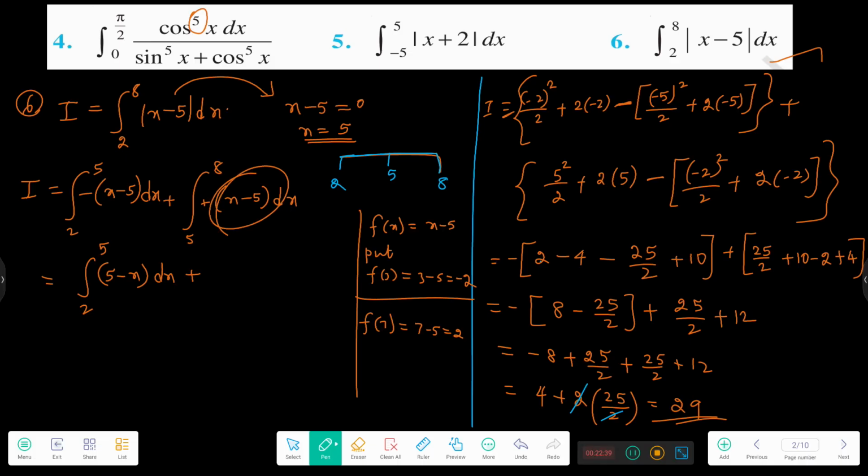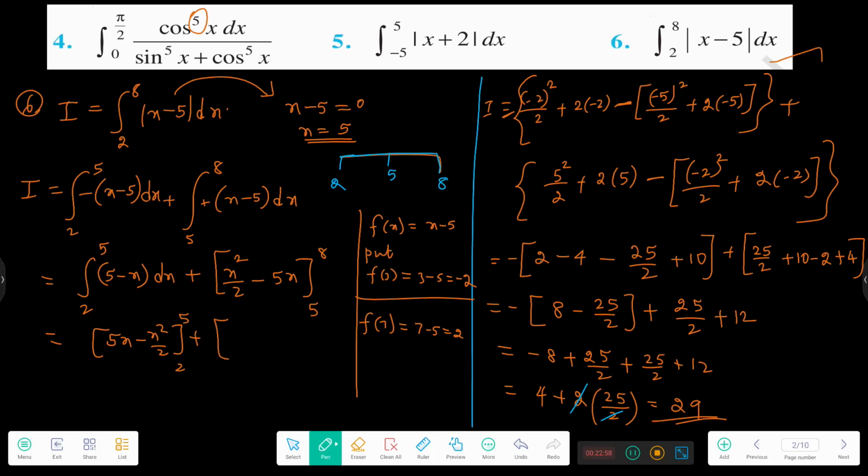And this one, what is the integral of x minus 5? The integral of x is x square by 2, minus 5 integral is minus 5x, lower limit 5, upper limit 8. In the same manner this side, 5x minus x square divided by 2, and 2 to 5. Apply the limit for this. 8 when you apply, 8 square is 64 divided by 2, minus 5 8s are 40. Upper limit minus lower limit. Lower limit 5: 5 square is 25 divided by 2, minus 5 5s are 25.